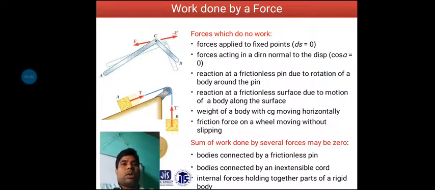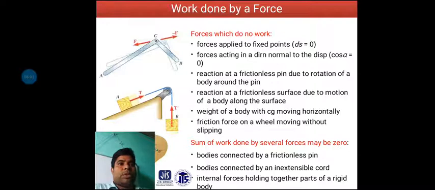Now, work done by a force. The forces which do no work are: a force applied to a fixed point, so ds is equal to 0; a force acting in a direction normal to the displacement, that means cos alpha is equal to 0; the reaction at a frictionless pin due to rotation of the body about the pin; and the reaction at a frictionless surface due to motion of a body along the surface.